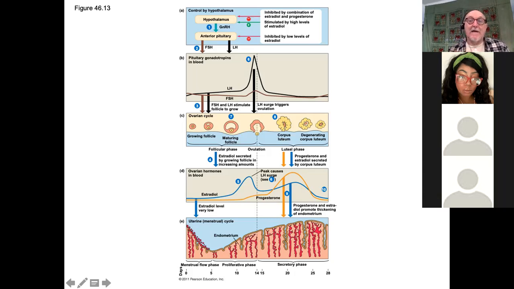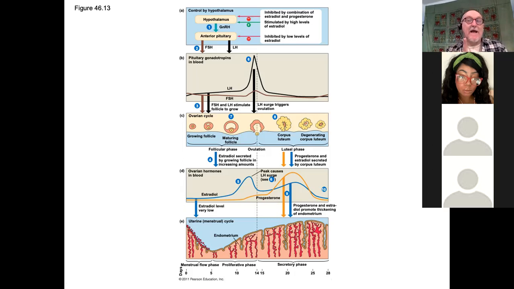So this diagram here shows what happens if no fertilization takes place. If no fertilization takes place, the corpus luteum gradually begins to wither away. And now there are very low levels of estrogen, and it begins to get very low levels of progesterone. And there's nothing now to maintain the endometrium. And at the end of this 28-day cycle, the endometrium is shed during menstruation again. And we begin the whole cycle all over again.